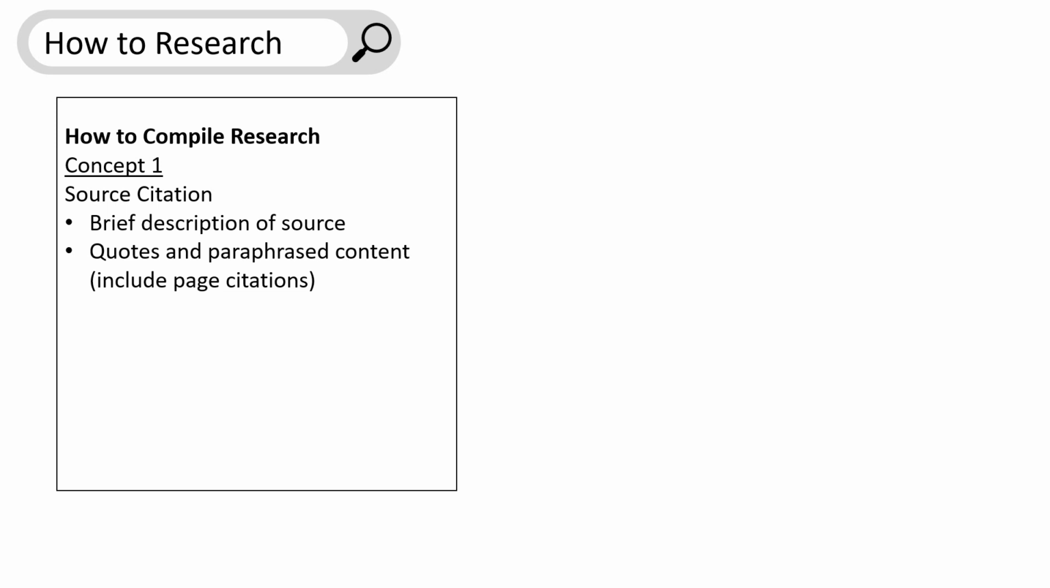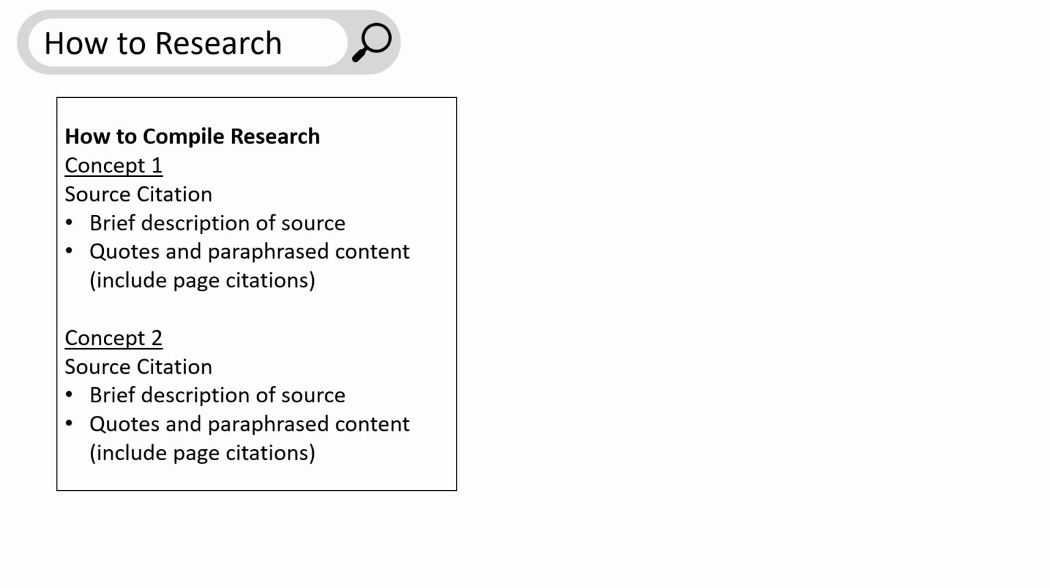And I'll also jot down a couple of notes on those quotes or excerpts to think of my own analysis. And I'll keep repeating this for different concepts and different sources until I have a really comprehensive research document. So now let's look at my own paper, which I'm going to be showing you some samples of in this video.